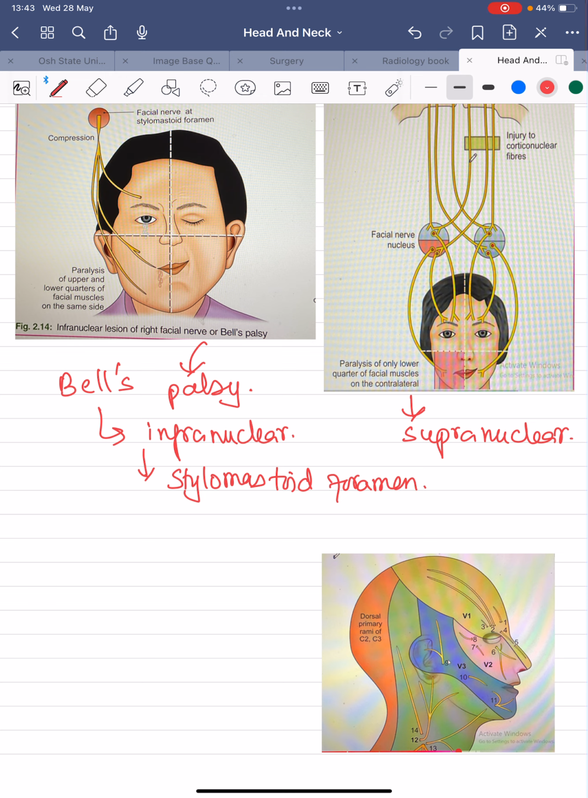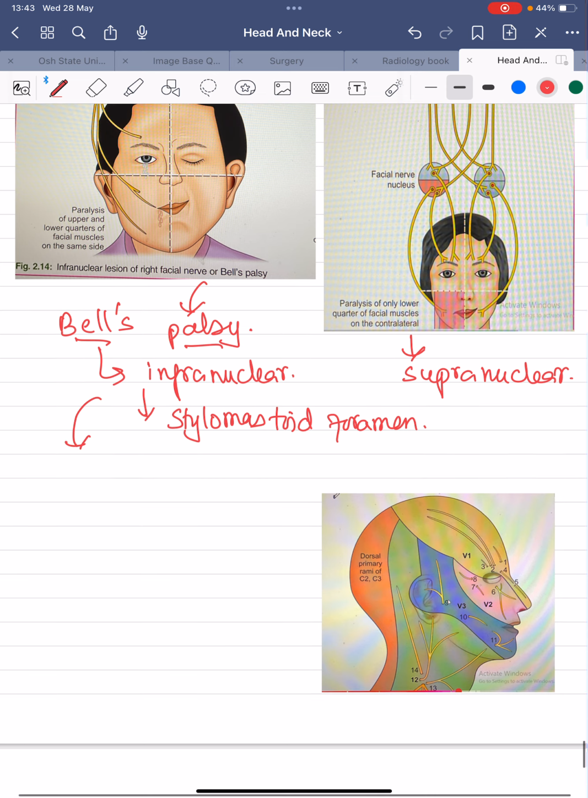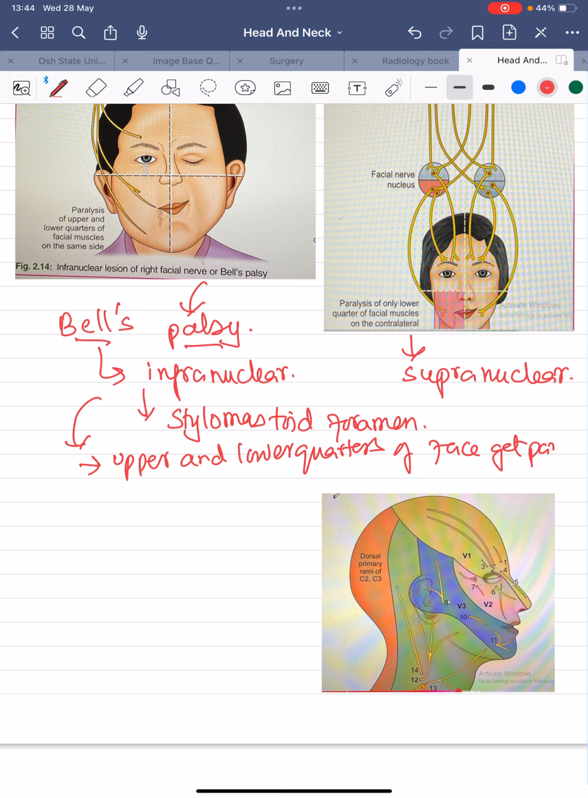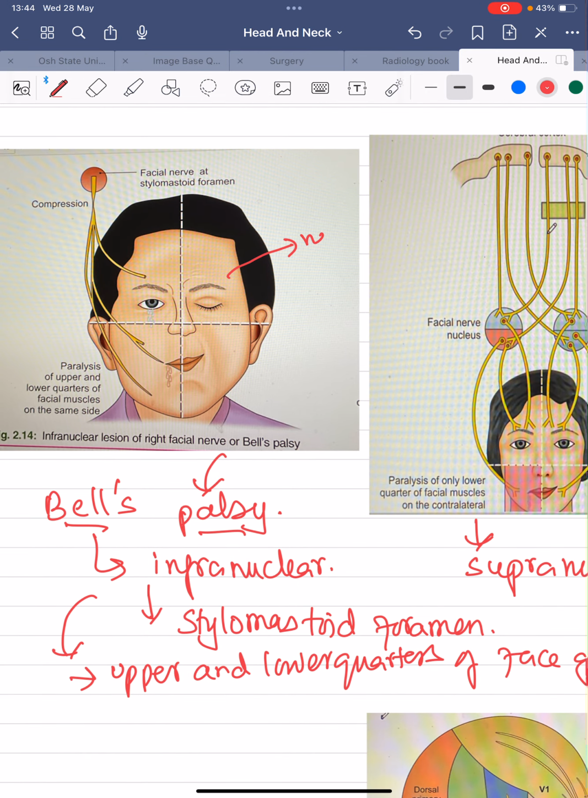Okay, at the foramen, this nerve can be damaged, and if it is damaged after the stylomastoid foramen, the patient will develop Bell's palsy, and there will be what? There will be both upper and lower quarters of the face paralyzed. Both will become paralyzed. The face becomes asymmetrical. Now see this diagram. This is a normal side.